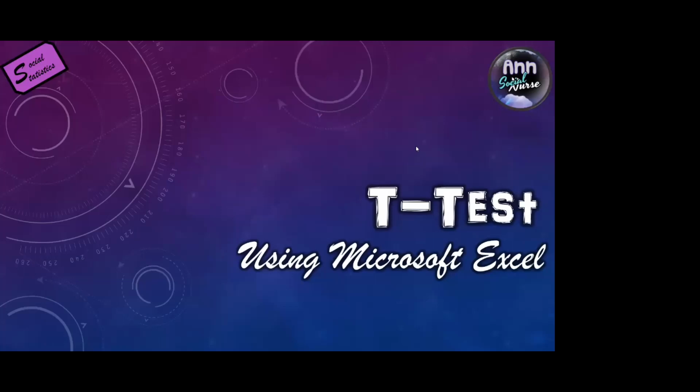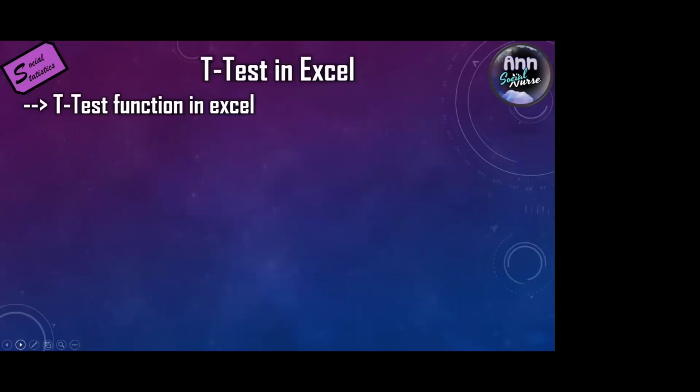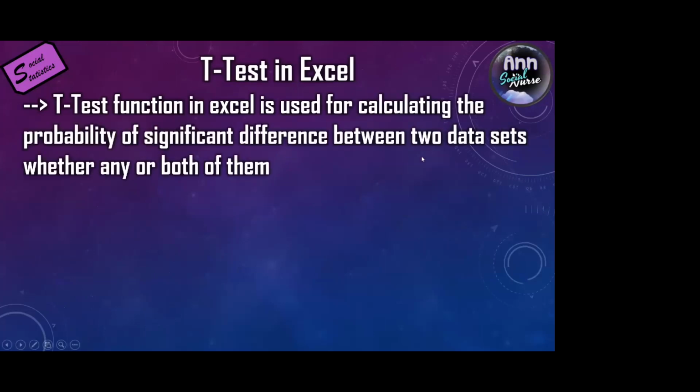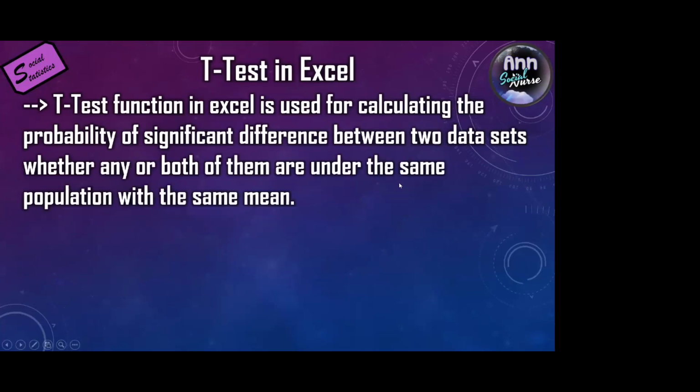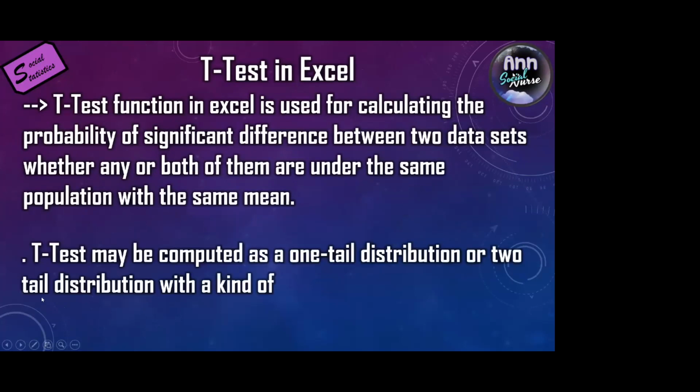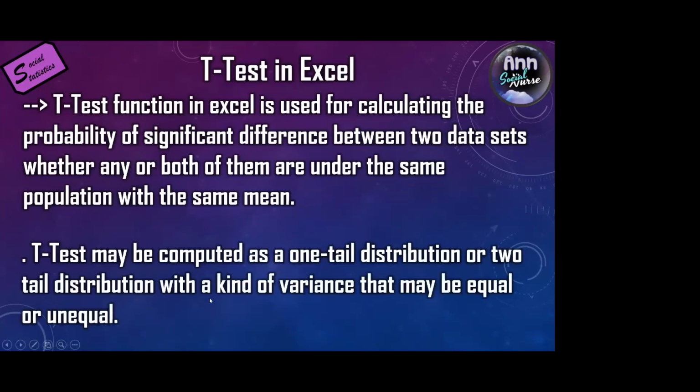In this lesson on t-test, we are going to use in the computation the Microsoft Excel software. So the t-test function in Excel is used for calculating the probability of significant difference between two data sets, whether any or both of them are under the same population with the same mean. A t-test may be computed as a one-tailed distribution or two-tailed distribution with a kind of variance that may be equal or unequal. You remember I mentioned in that normal distribution, the 0.05 that you divide into 2, that will signify one tail or two tail.